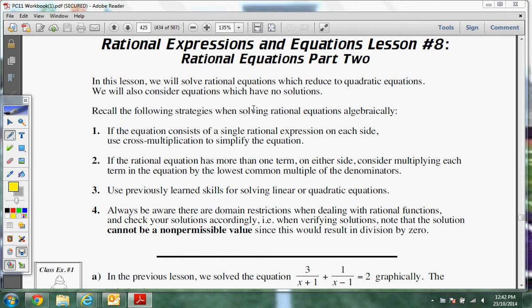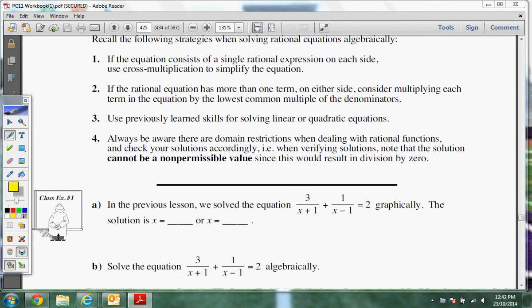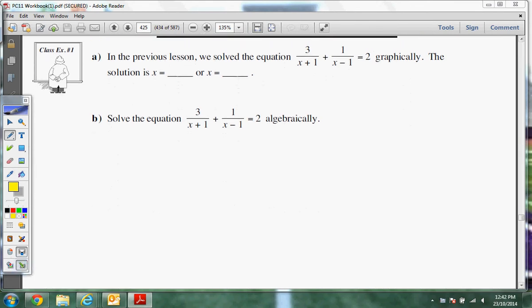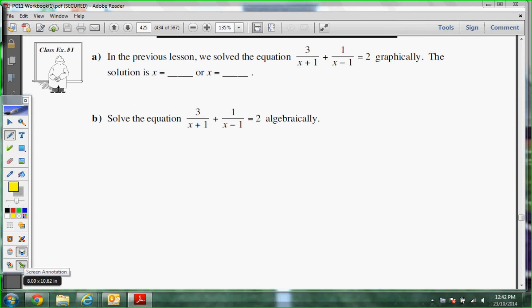All right, so let's get to our first example here. In example 1, in the previous lesson, we solved the equation graphically with our calculator. The solution was 0 and 2. All right. So we had 0 and 2 as our solutions when we did that graphically. Now it wants us to do it algebraically.